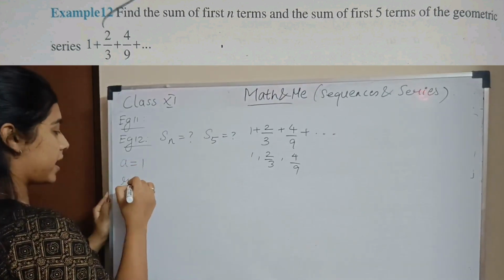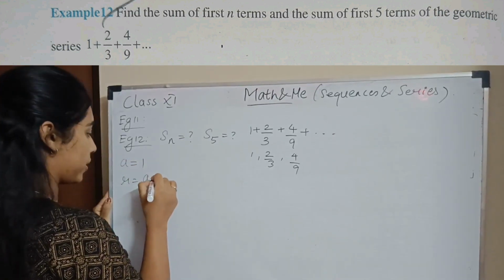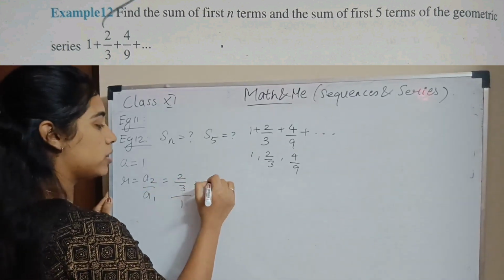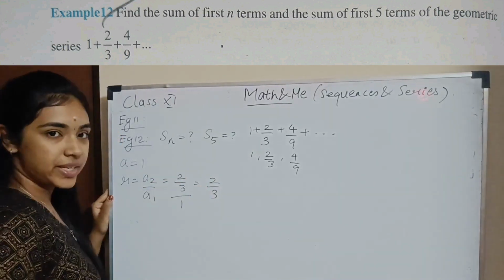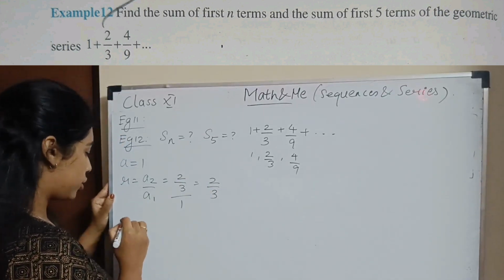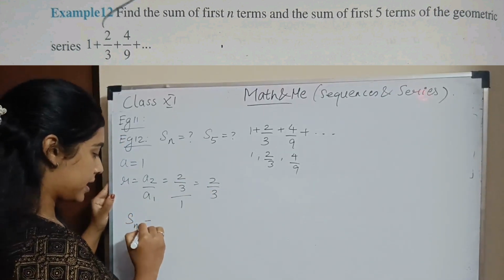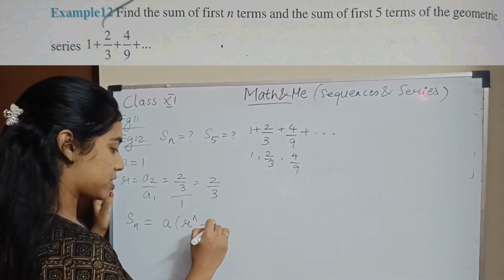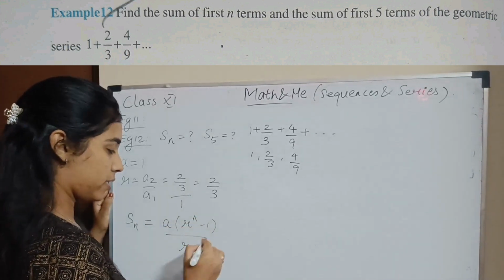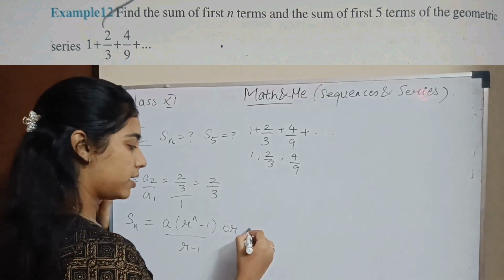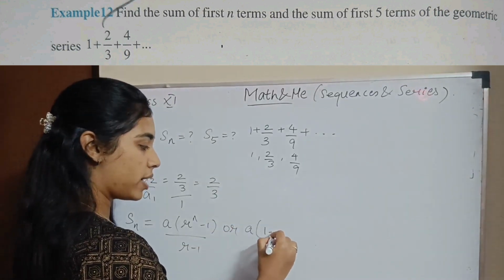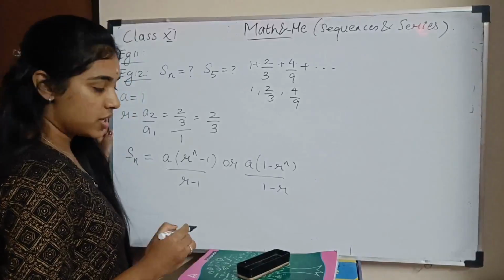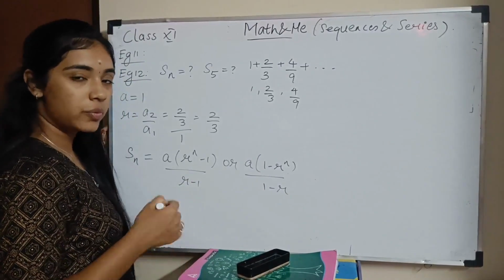1. What is my R? It is A2 divided by A1. So what is my A2? 2 by 3 whole divided by 1, which is 2 by 3. So what formula do we know? Sn equals A times R to the n minus 1 divided by R minus 1. Or the other formula: A times 1 minus R to the n divided by 1 minus R. So, two formulas, but which one to use?